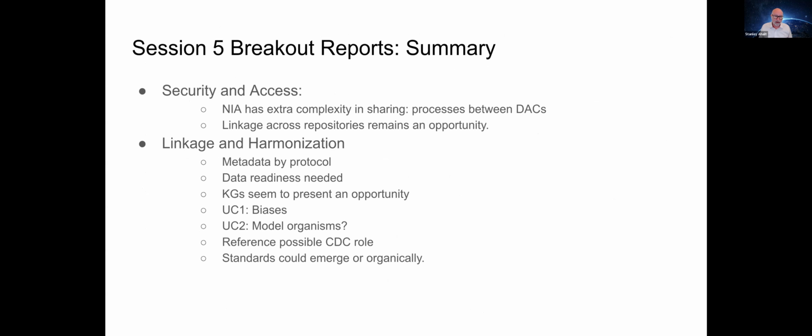Security and access, the emphasis was on the fact that NIA has extra complexity in sharing. And so those processes might be addressed by looking across DACs, which is a good idea for other groups to start thinking about. The linkage across repositories, which is not very easily done. So this is an opportunity in that space.